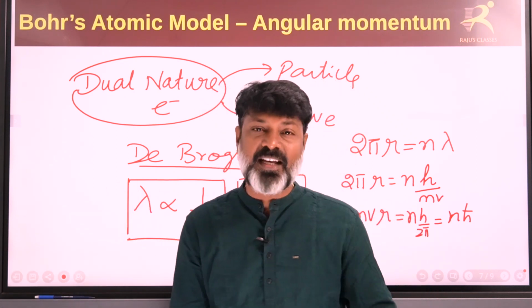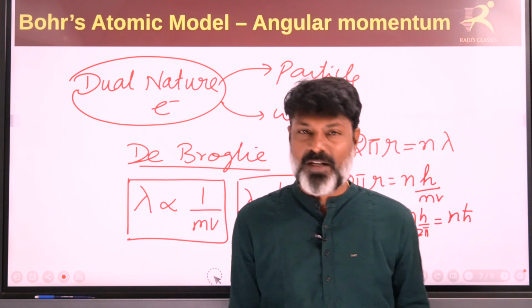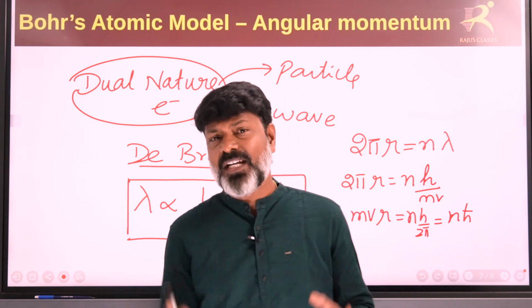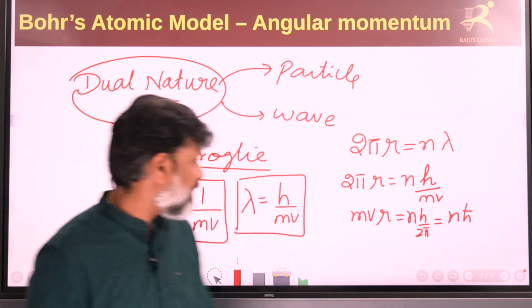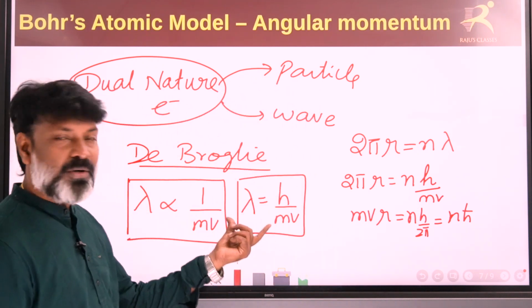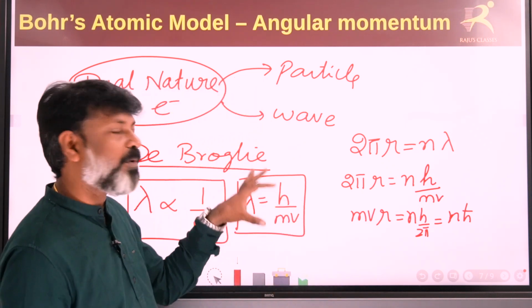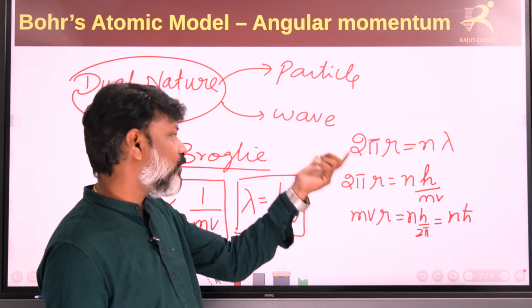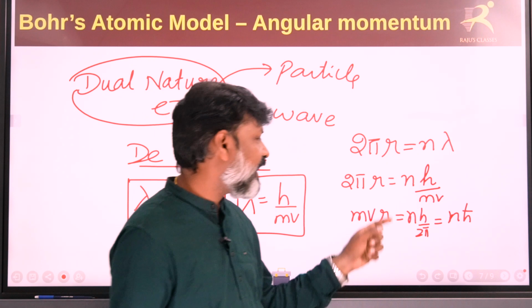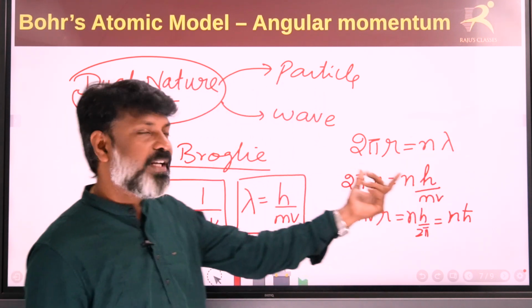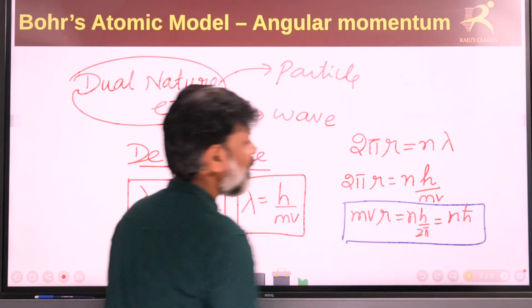According to the de Broglie hypothesis, the wavelength is inversely proportional to the linear momentum, mass and velocity. If I introduce a proportionality constant, it is nothing but h by mv. Lambda is equal to h by mv. This is the de Broglie hypothesis. When I apply it for the rotation, we know very well 2 pi r equals n lambda, and if I substitute lambda with h by mv, I get mvr equal to n into h bar, the same relation which we got already using Bohr's model.